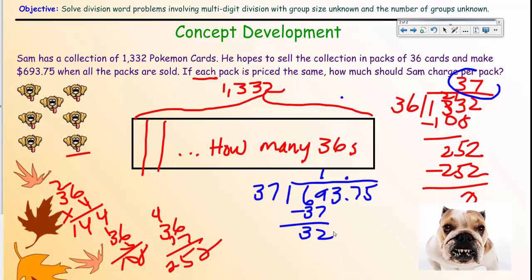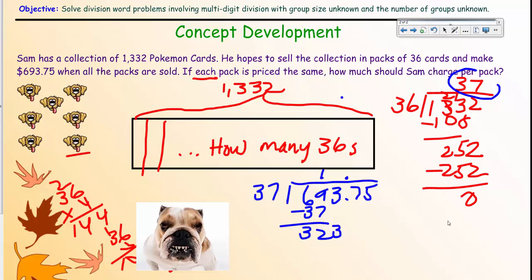So now we can bring our 3 down and then determine how many times 37 will go into 323. I don't know. Let's try. It looks like 3 into 32 will go in there like 10 times. Let's actually try 9.